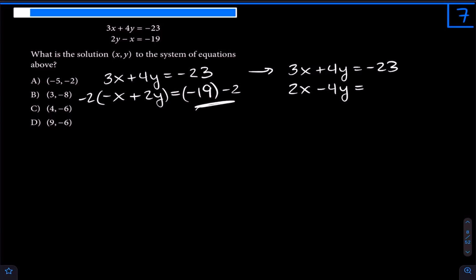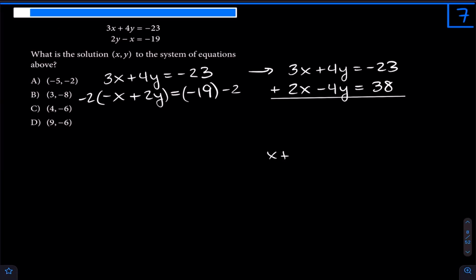And then this side is -19 times -2. That's going to be a positive 38. So now what I'm going to do is add these two equations together. And the reason why, in case this is still random to you, why can you add two equations together? Why does that even make sense? This is just the same thing as you've always been doing.